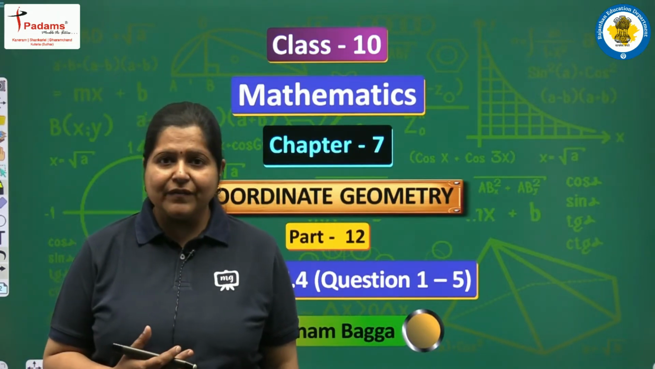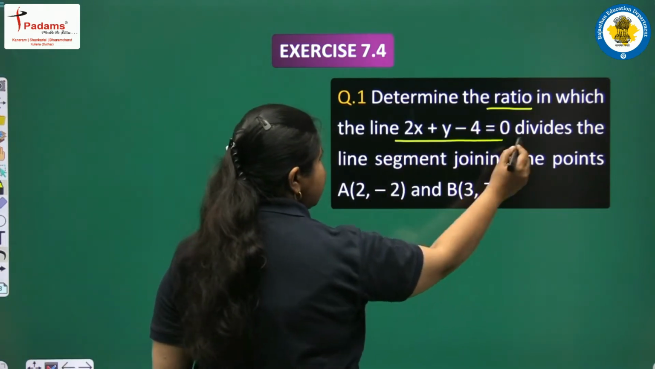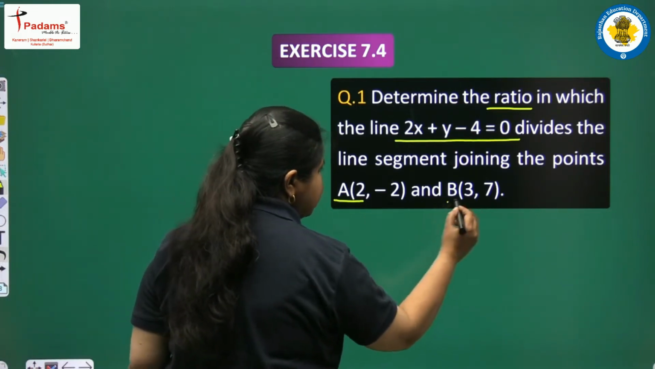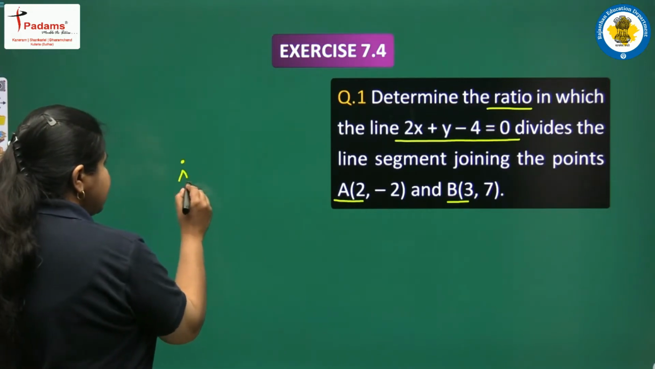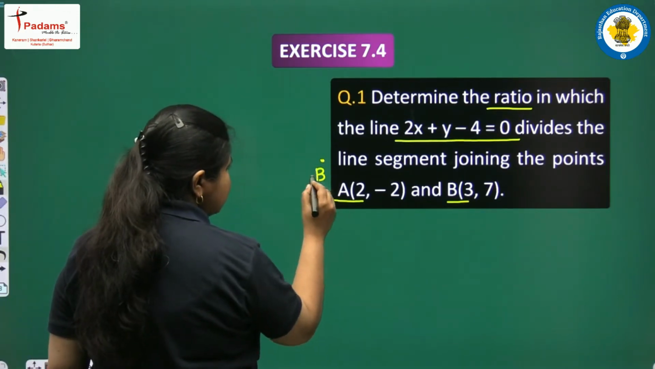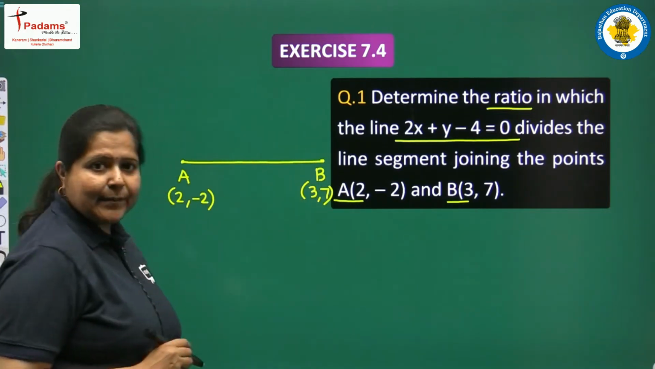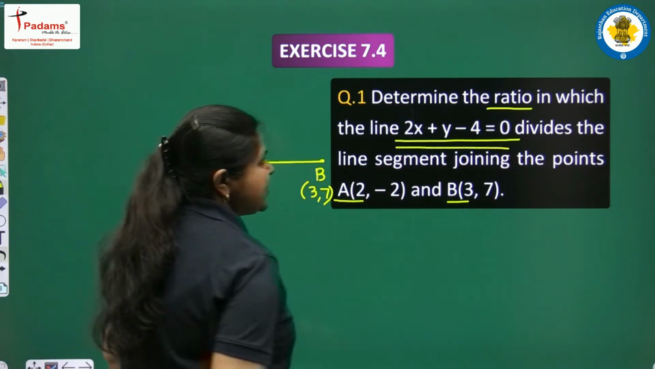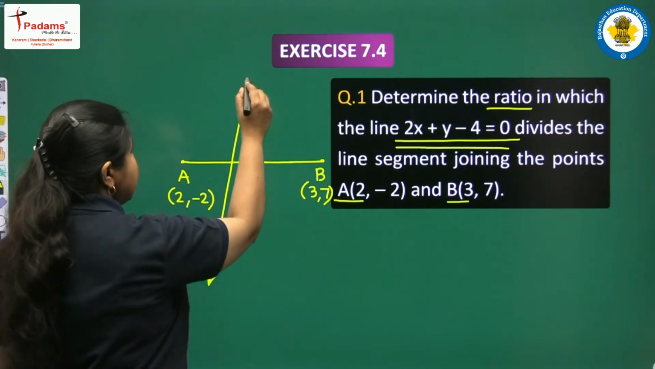So let us start with the first question, which says determine the ratio in which the line 2x plus y minus 4 equal to 0 divides the line segment joining the points A and B with given coordinates. So here 2 points have been given. The first point is A with coordinates 2, minus 2 and the second point is B with coordinates 3, 7. On joining these 2 points, we get one line segment, and now this line segment is being divided by another line whose equation is 2x plus y minus 4 equal to 0, somewhat in this manner.